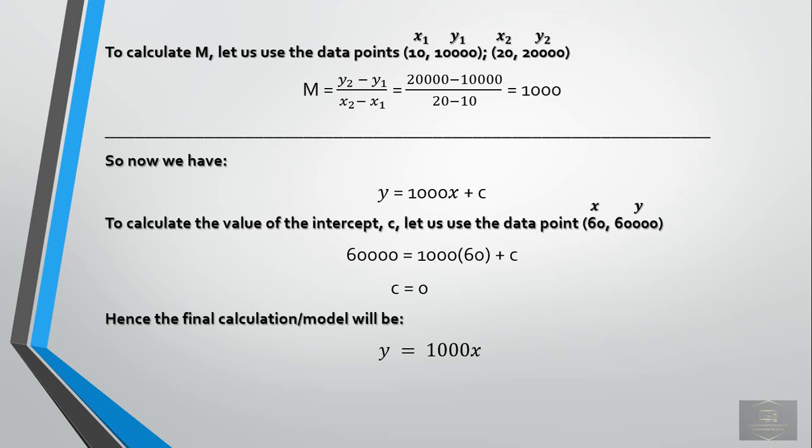To calculate the value of the intercept c, let us use the data point 60 and 60,000. 60,000 is equal to 1,000 into 60 plus c. c is equal to 0. Hence, the final calculation or model will be y is equal to 1000x.